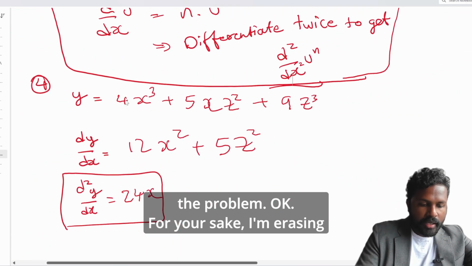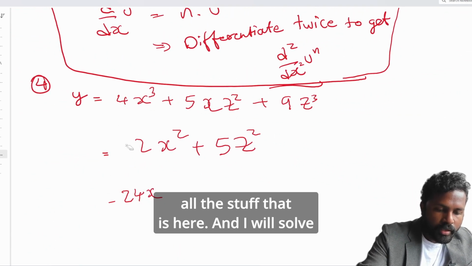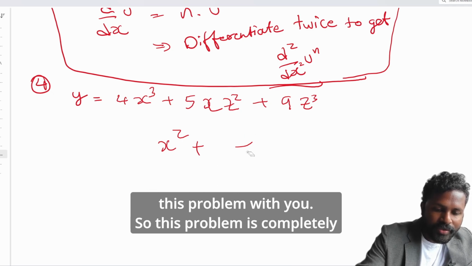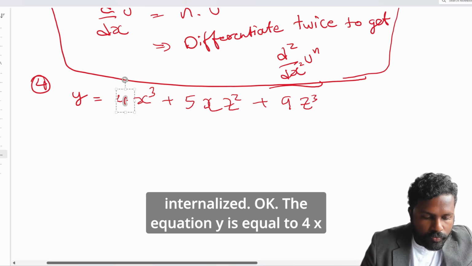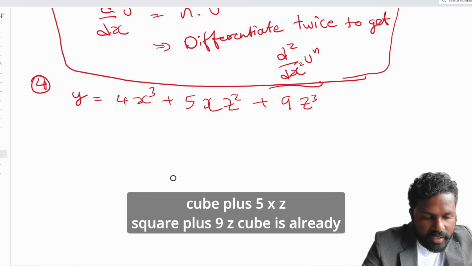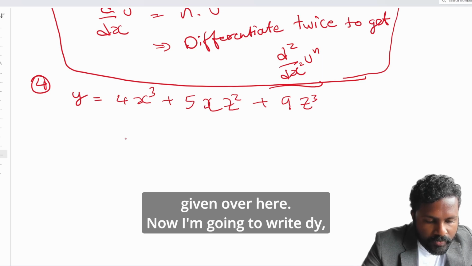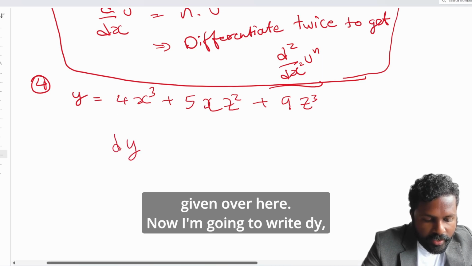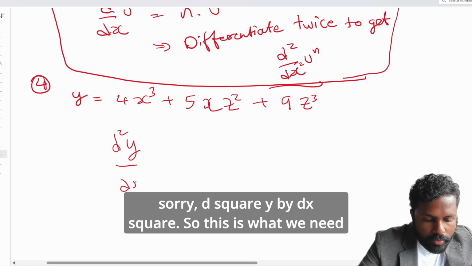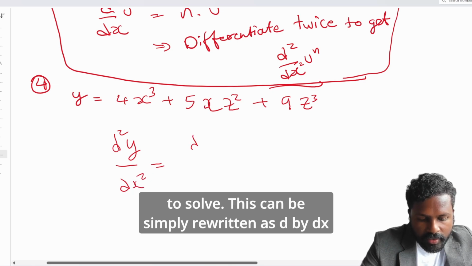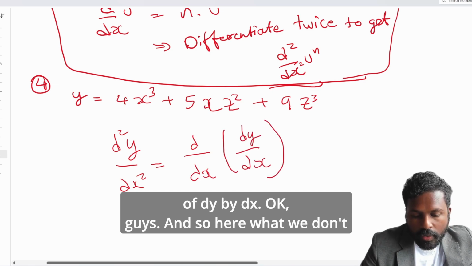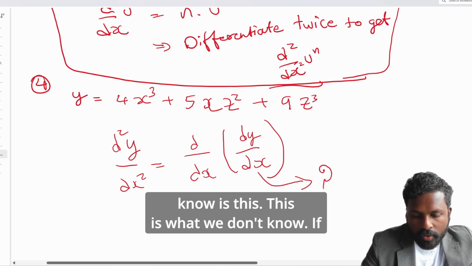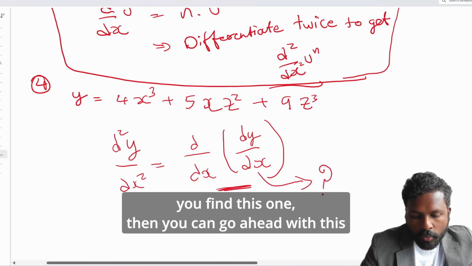For your sake, I'm erasing all the stuff that is here and I will solve this problem with you. The equation y is equal to 4x cube plus 5xz square plus 9z cube is already given over here. Now I'm going to write d square y by dx square. So this is what we need to solve. This can be simply rewritten as d by dx of dy by dx. And here what we don't know is dy by dx. If you find this one, then you can go ahead with this step.